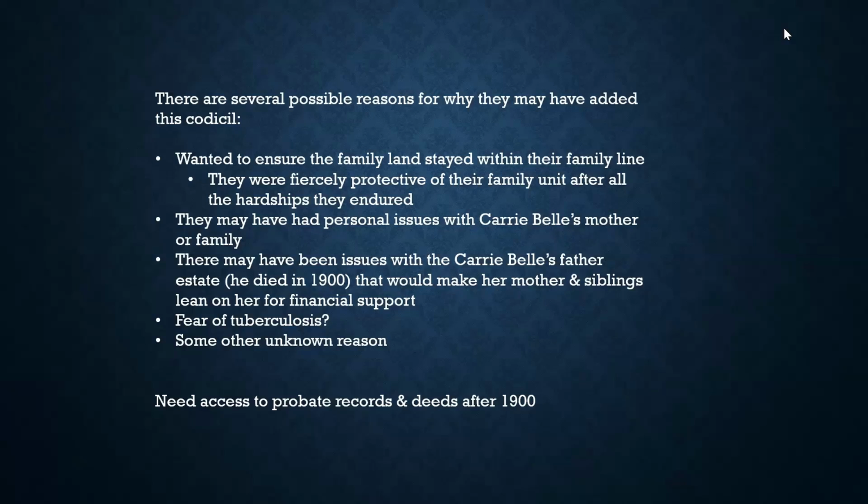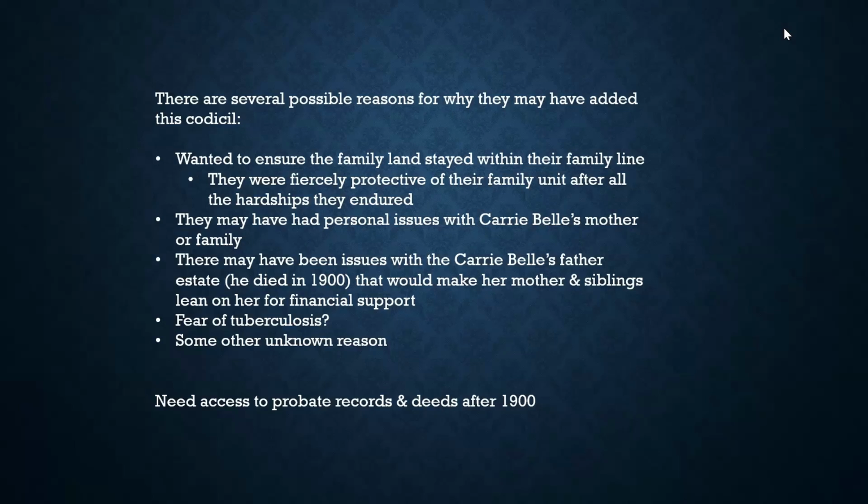And they may have had some personal issues with Carrie Bell's family or her mother specifically. There may have been some issues with the estate of Carrie Bell's father, who had died in 1900. He seems to have died intestate, and he was also a rich, prominent man in the community, so he would have had a lot to administer. And there may have been some court ruling or something that happened in this time period that would have made it seem like Carrie Bell's family would have had to lean on her financially.